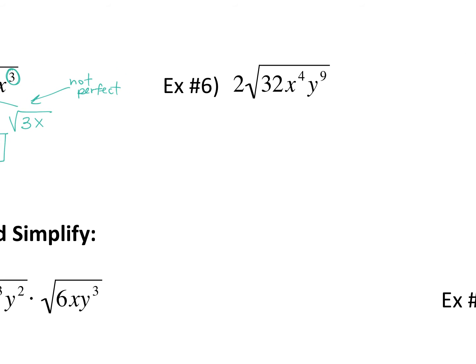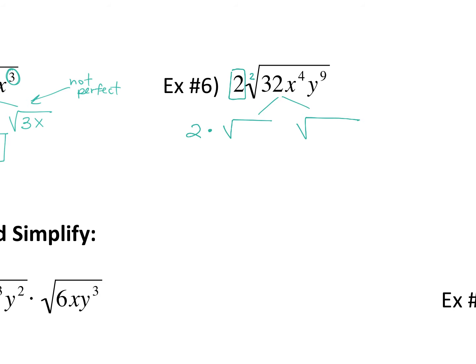Okay, number 6 here. Notice this. This 2 is not this 2. Okay, that's not the index. It's a 2 out in front of my radical. So we're saying 2 times the square root of 32, x to the 4th, y to the 9th. So don't forget about that too. Remember, that's one of those guys that just gets forgotten about all the time, like we did in first semester.